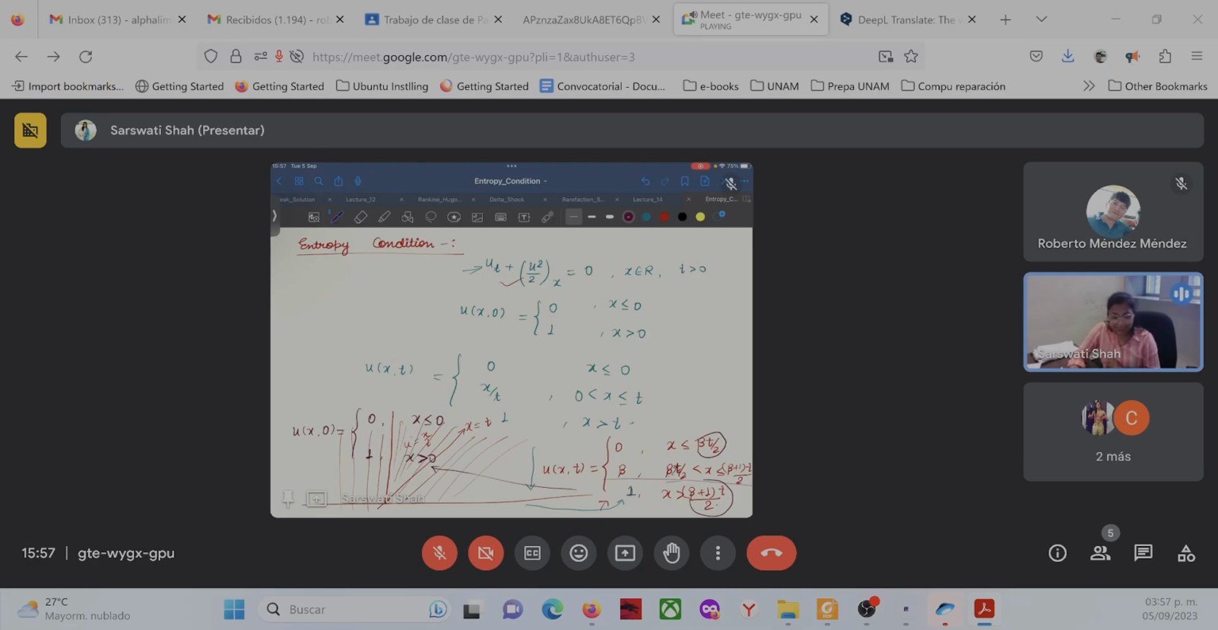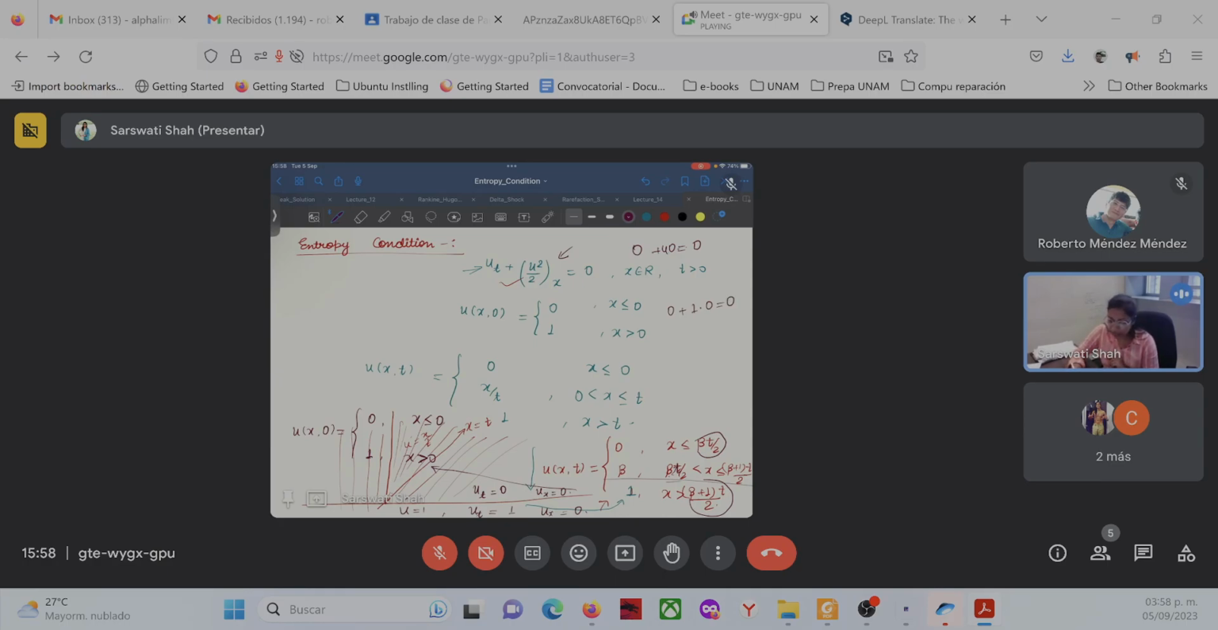Now, when x is less than or equal to beta t over 2, in that case u_t is 0 and u_x is 0. So when you use these values of u_t and u_x in the differential equation, it is going to satisfy 0 plus 0 into 0 equals 0. In the same way, when x is greater than (beta plus 1) t by 2, u is 1. What will be the value of u_t? That will be 0. What will be the value of u_x? That will be 0 and u is 1. So 0 plus 1 into 0 equals 0.